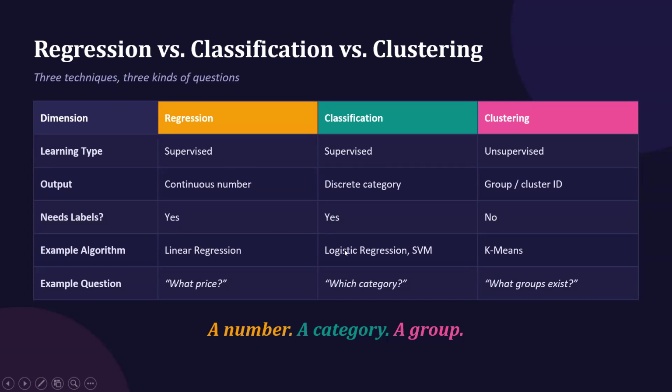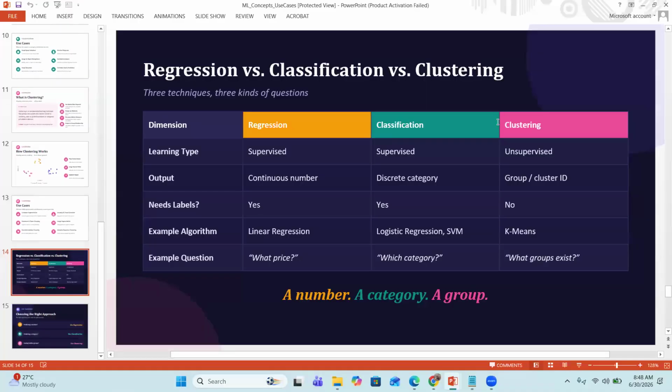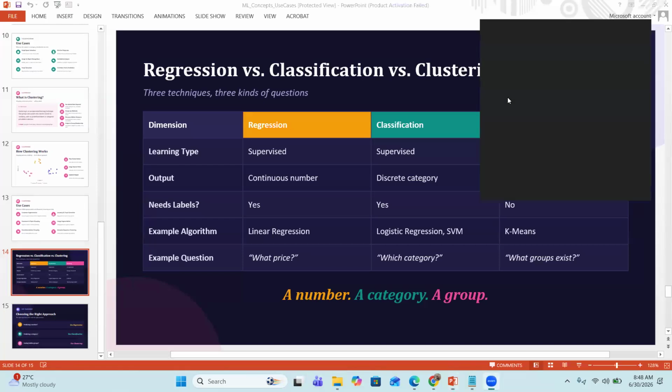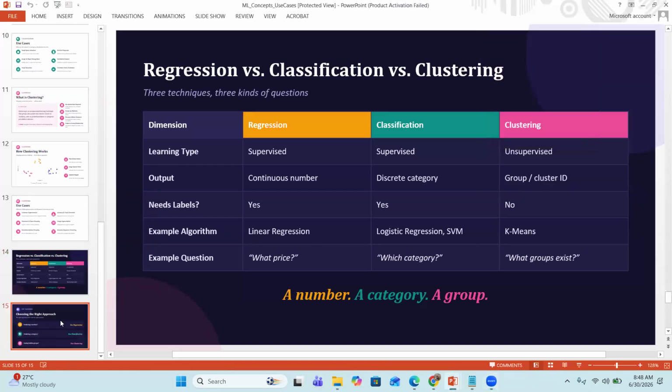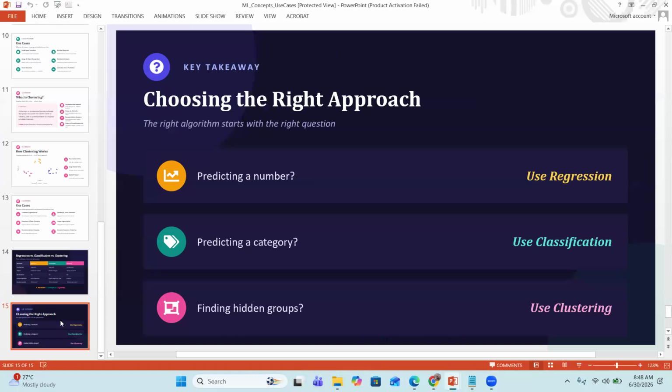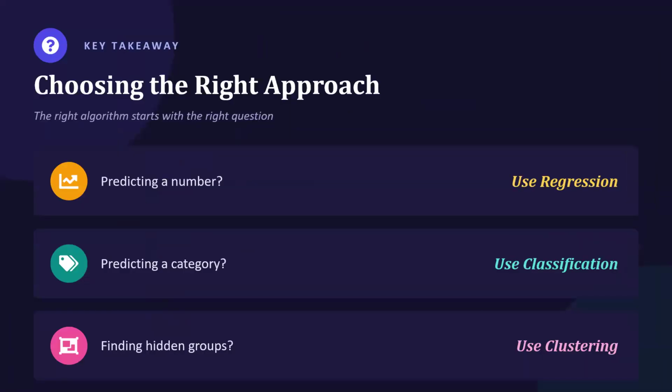Linear regression, logistic regression, SVM, and here K-means clustering. What is the price? I'll go with regression. Which category? I'll go with classification. What is the group that exists? I'll go with clustering. Predicting a number, use regression. Predicting a category, use classification. Finding the group, use clustering.